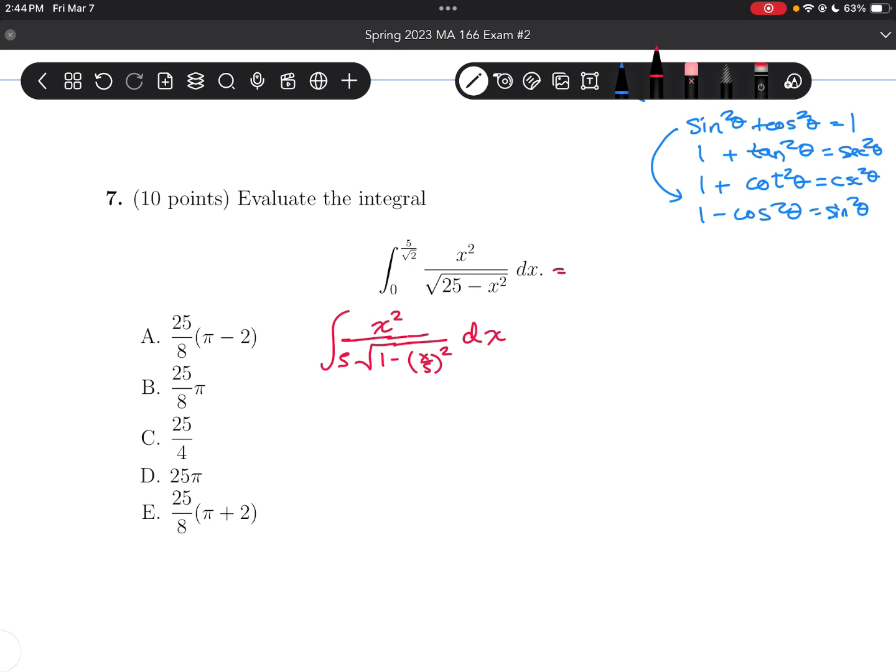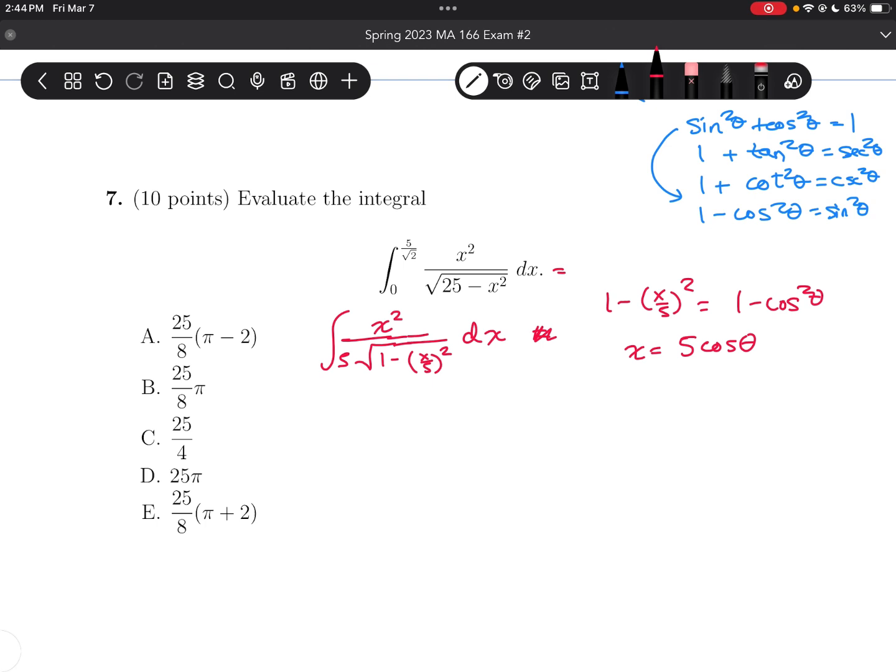underneath the radical. And now I want to make this expression inside the radical look something like 1 plus tangent squared theta or 1 minus cosine squared theta. You'll see that I have a minus sign here, so this expression has to equal 1 minus cosine squared theta, which means x would equal 5 cosine theta. So this is going to be the expression that allows us to simplify the radical.